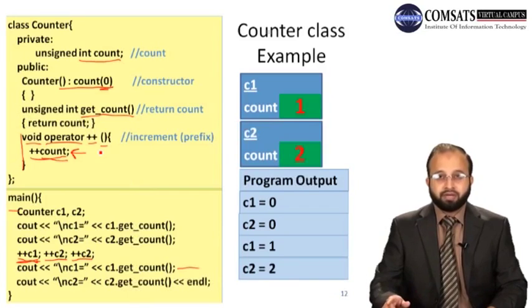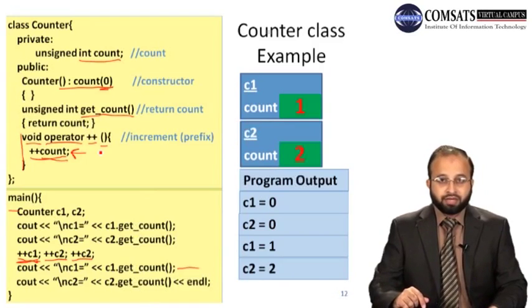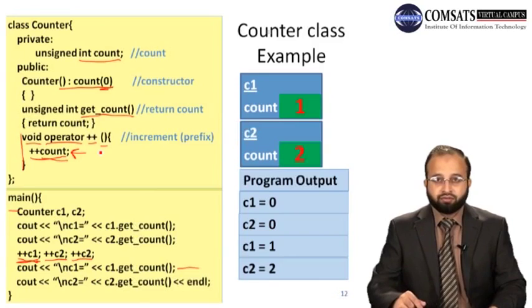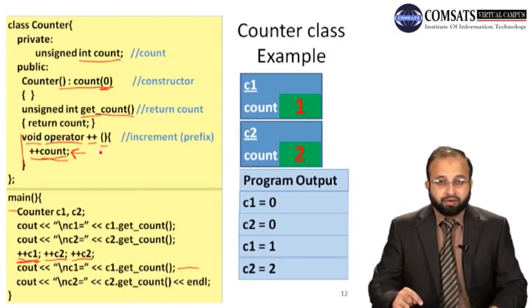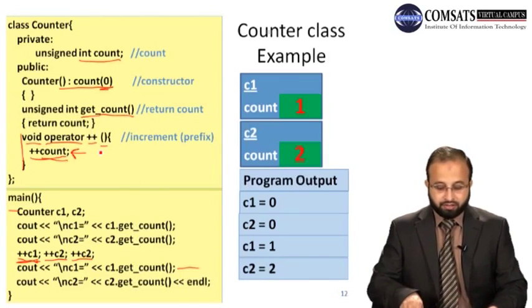It will execute the built-in function because an integer, a fundamental type, is coming with the ++ operator. Here what is happening is that the C1 object is coming with the ++ operator, the C2 object is coming, and then C2 is coming. C1 and C2 are not fundamental objects, they are objects of the user defined class, that is counter, right? Now it will look for the operator ++ function in the counter class.